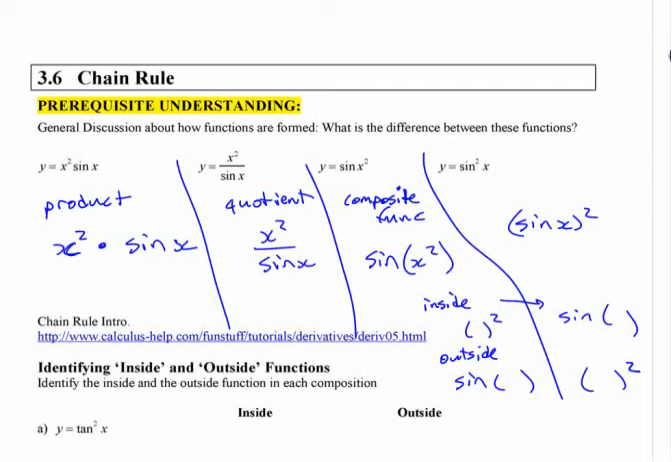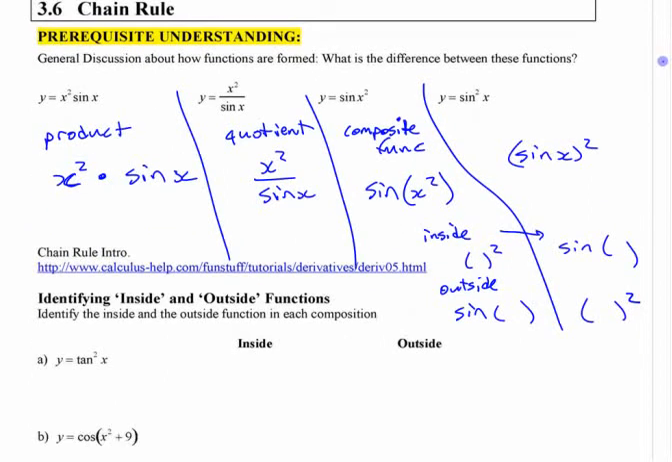Does that make sense? Yes, no, maybe? We haven't talked about what the chain rule is yet, but that's a pretty important basis to have before you start talking about the chain rule, just understanding how functions are put together.